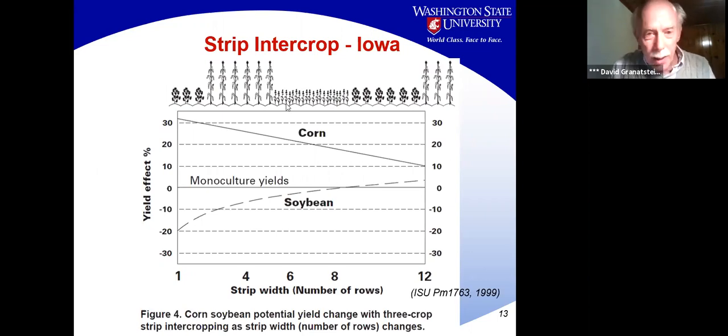They did a lot of work on this, and you can see what happens as we go from 1 row in a strip out to 12. Corn yield declines while soybean yield comes up. And finding that optimum point, this is where this kind of research is critical, leads to a condition where you are actually over yielding. You're getting more yield per unit of land than if you grew them separately. And that's one of the classic attempts that agroecology is trying to achieve.